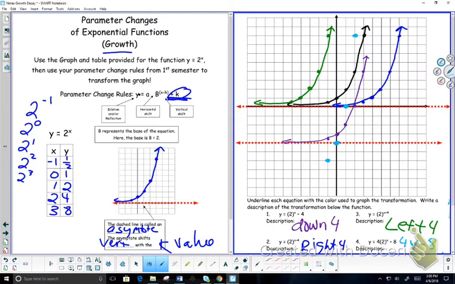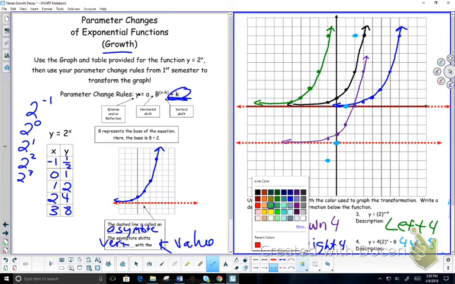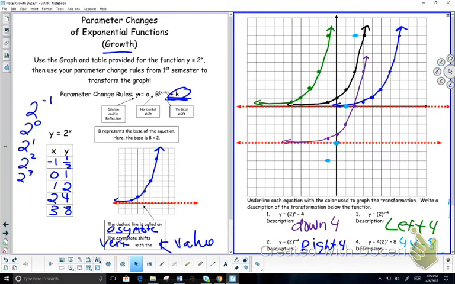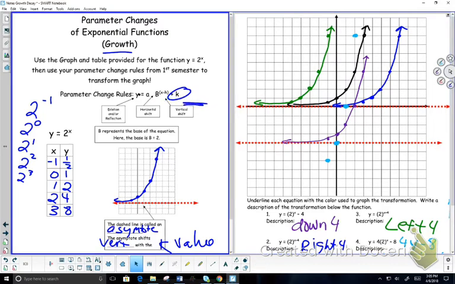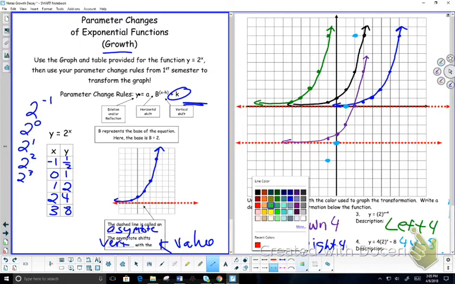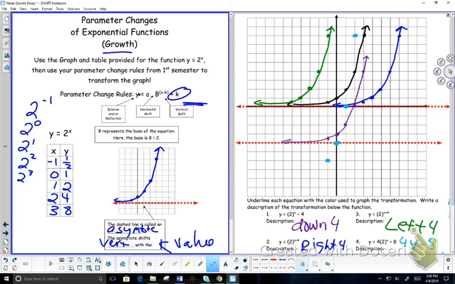So now let's talk about the horizontal asymptote. Is it going to move? It is. Where's it going to move to? 4 times x minus 8. What's the k value? Negative 8. So it's negative 8, right? Notice, negative 8, so it's just going to move down to negative 8.